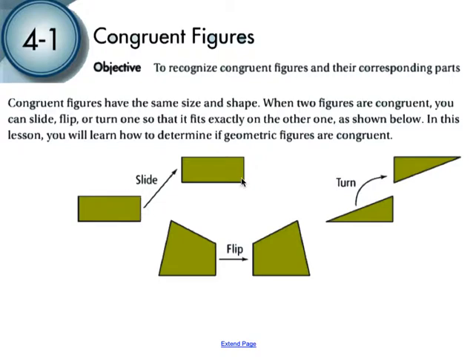The size and the shape of each of the sides and the angles are congruent. When the two figures are congruent, you can flip it around, you can rotate it, you can translate it, and you should be able to make it so that one will fit right on top of the other and be exactly the same. So when two figures are congruent, they are exactly the same in every way.